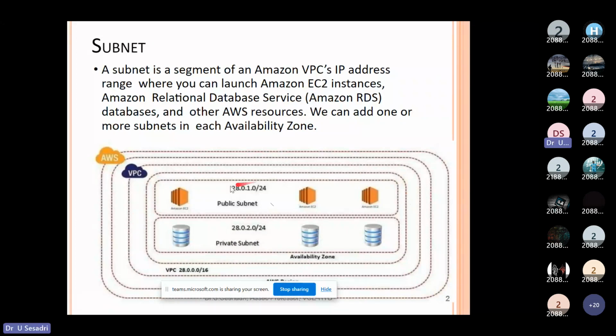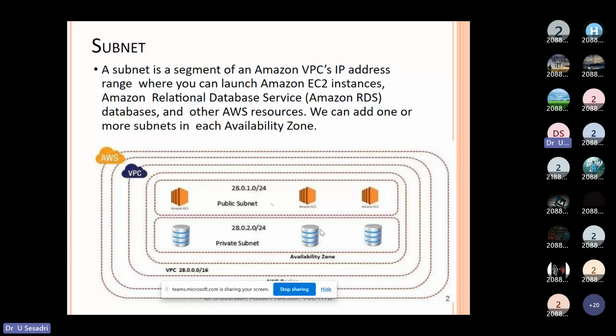You are dividing, segmenting the Amazon VPC IP address range where you can launch Amazon EC2 instances. For example, if you want to launch a web server, we can choose the public subnet. To launch database servers, we can use the private subnet. For that, I have to create two subnets, a public subnet and a private subnet.